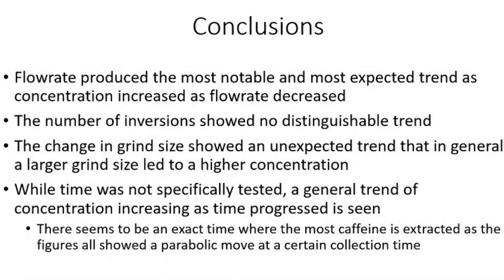In conclusion, of the 3 tested variables, flow rate produced the most notable and expected trend, with that inverse relationship we observed. The number of inversions showed no trend, and the change in grind size showed larger grounds produce more caffeine, which was slightly unexpected. And while time was not specifically tested, a general trend of concentration increasing with time was observed. There were also some parabolic moves, or peaks, on the graph, leading us to believe there is an exact time where the most caffeine can be collected.